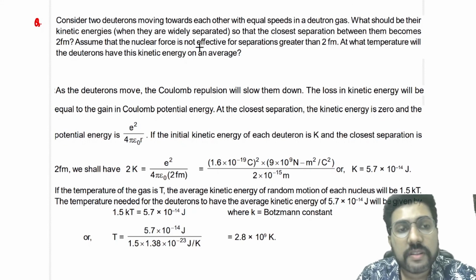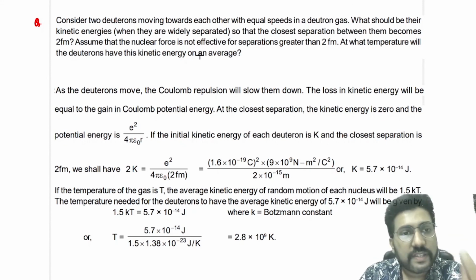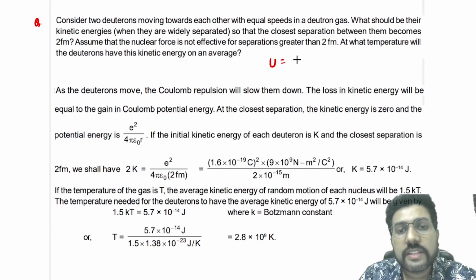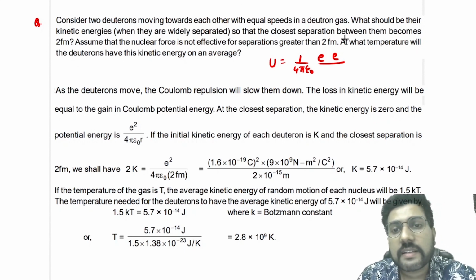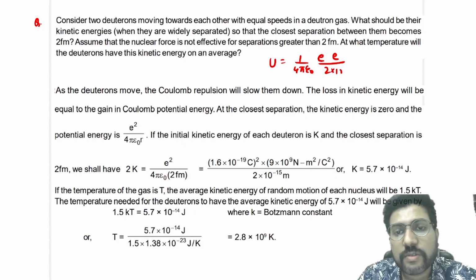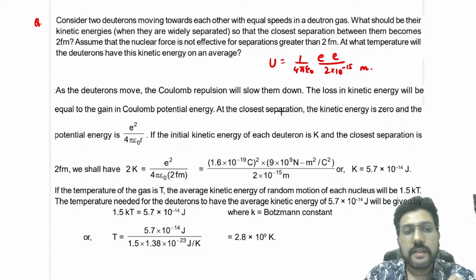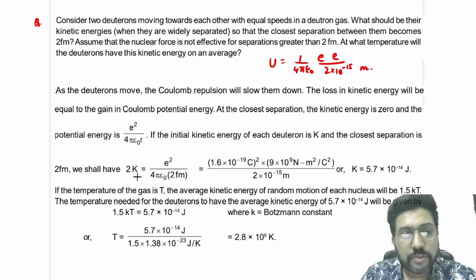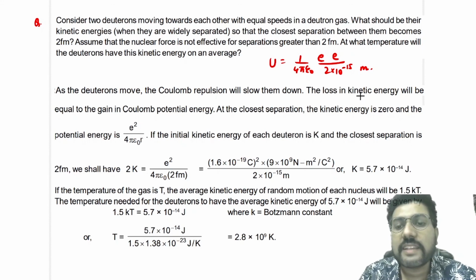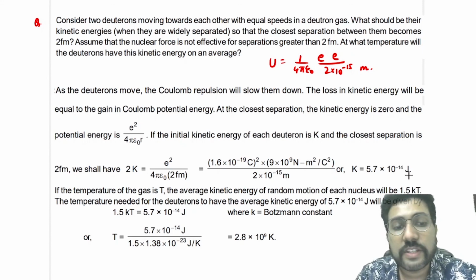So the total loss in kinetic energy is 2k, and the total gain in potential energy will be how much? In a deuteron there is one proton, so the charge of the nucleus is e. So the potential energy is k q1 q2 by r, where k is 1 by 4 pi epsilon naught, q1 is e, q2 is also e, divided by r. The separation between them becomes 2 femtometer, so r is 2 into 10 raised to power minus 15 meter. When you solve this equation, 2k equals this, because all these values are known to us, you will get k equal to 5.7 into 10 raised to power minus 14 joule.